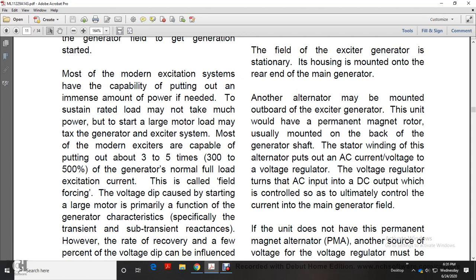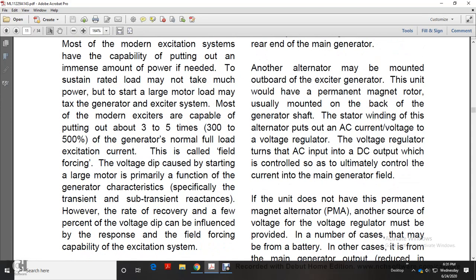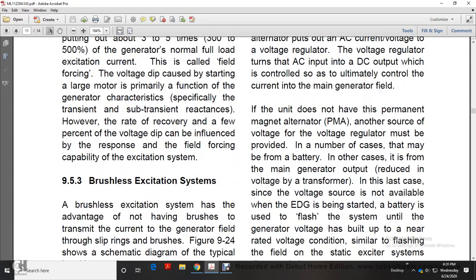The voltage dip caused by starting a large motor is primarily a function of the generator characteristics, specifically the transient and subtransient reactance. However, the rate of recovery from the voltage dip can be influenced by the response from the field forcing capabilities of the excitation system.